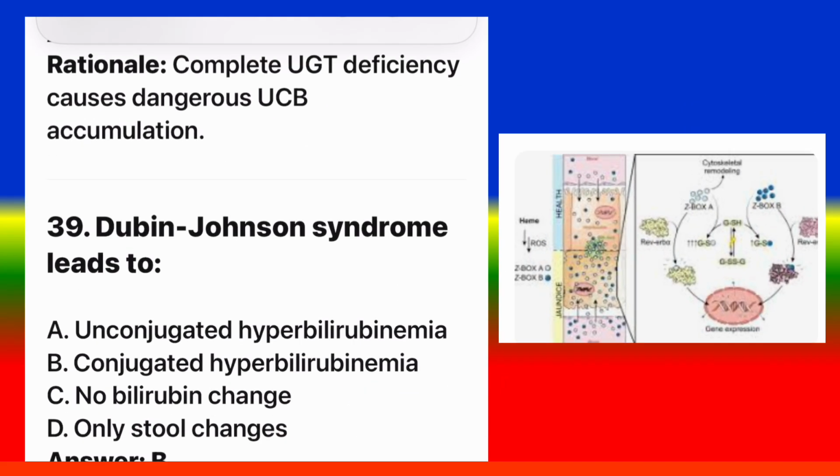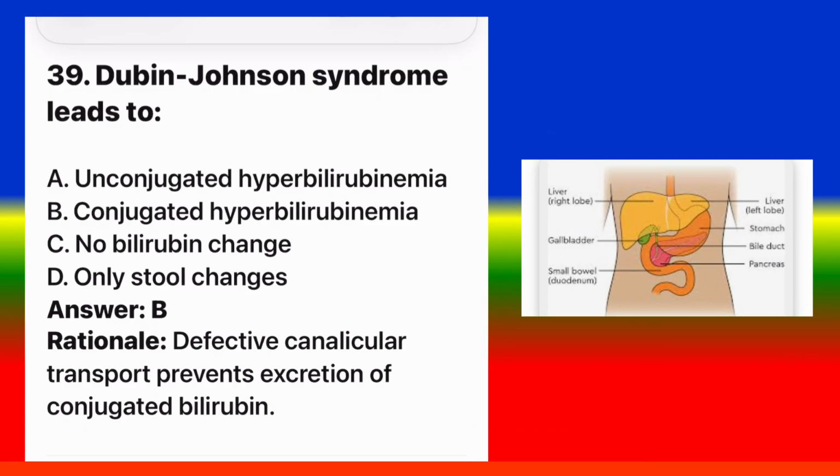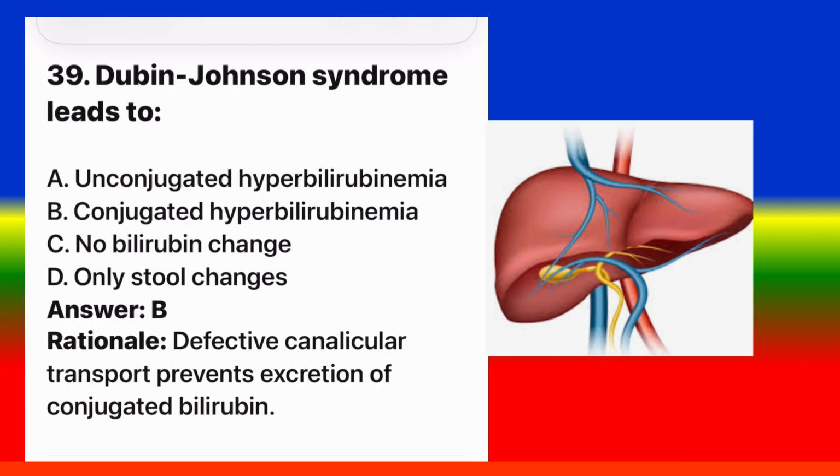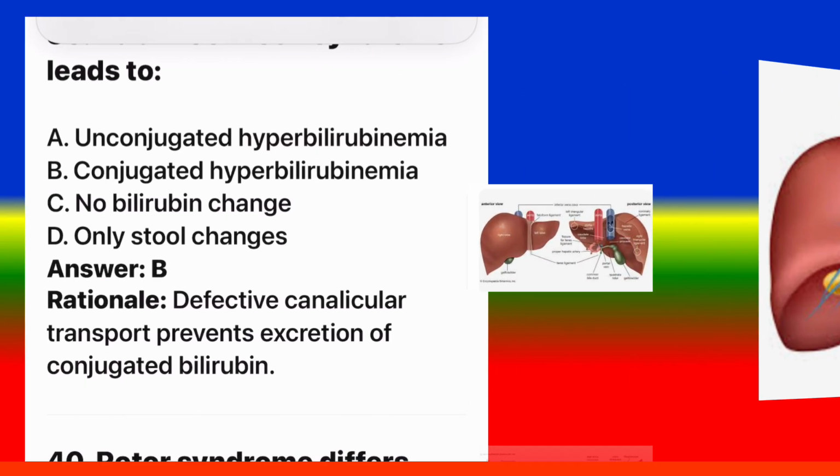39. Dubin-Johnson syndrome leads to A. Unconjugated hyperbilirubinemia, B. Conjugated hyperbilirubinemia, C. No bilirubin change, D. Only stool changes. Answer B. Rationale: defective canalicular transport prevents excretion of conjugated bilirubin.